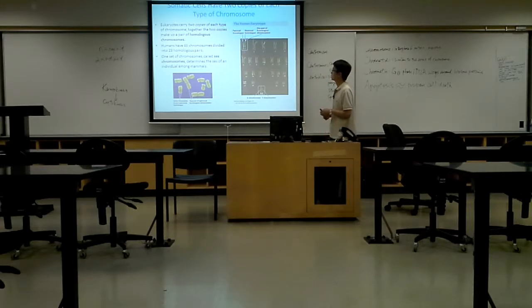So this is an important point, because for each pair of chromosomes we have, one is from the father and one is from the mother. We call this homolog, or homologous chromosome. Homologous chromosomes means that they are a pair. One comes from the father, one comes from the mother.